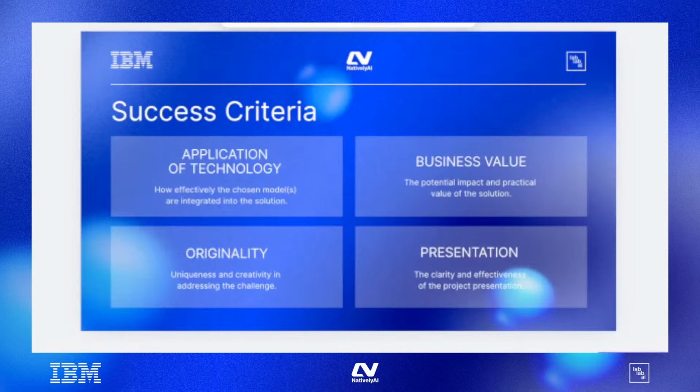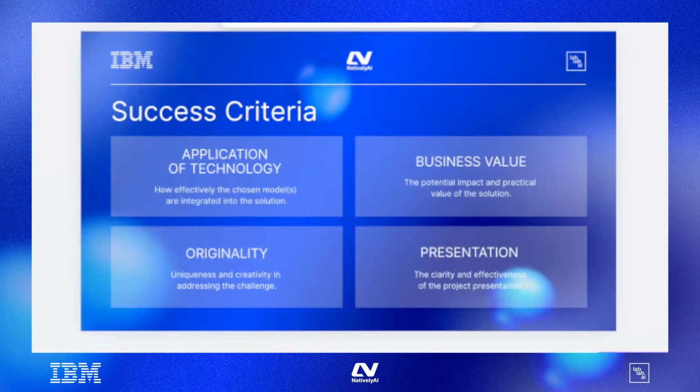If it comes to success criteria, so what the judges will be looking for at this hackathon, there's 4 main that they will focus on. First of all is the application of technology, so how effectively you used IBM watsonx Orchestrate at this hackathon. Then there's the business value, so remember about the real-world solution, about building AI agents for the future of work if it comes to businesses or employees themselves.